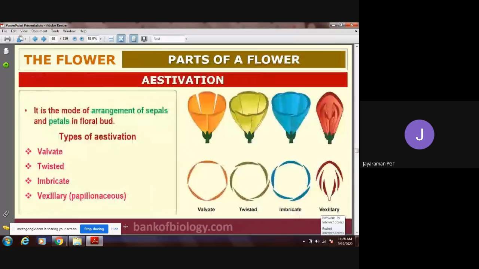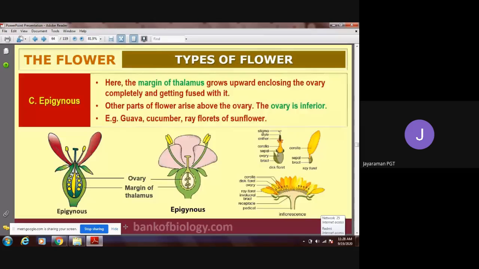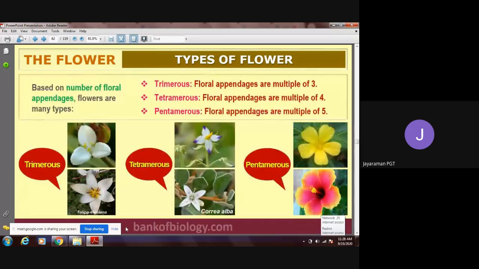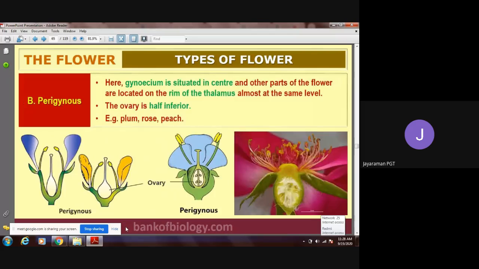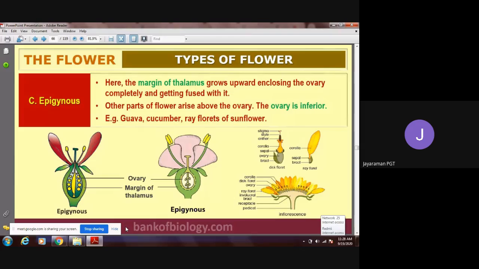The quick revision today. Hypogynous flower means the flower is below the ovary, ovary superior. Perigynous flowers are at the level of the ovary, the middle of the ovary. And epigynous is when the flower parts arise above the ovary. What are the examples? You have to note them down.